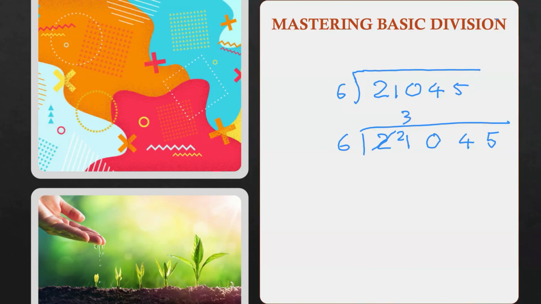So 3 times 6 is 18. Now take 18 away from 21, you have a 3. So you have a little 3. Now I'm going to cross that one out so we can forget about that. Okay, 6 go into 30, you get 5 times. So 5. 5 times 6, 30, you take away from 30, you get nothing left over. Now, you can write a little 0 here if you want, but you don't have to. Now, 6 go into 4. Can't do it.